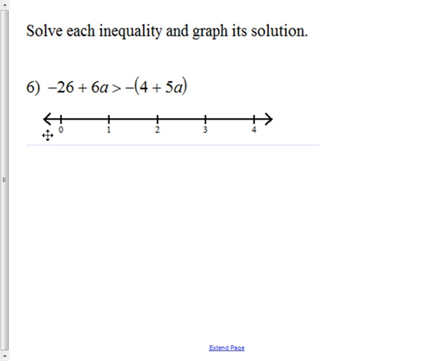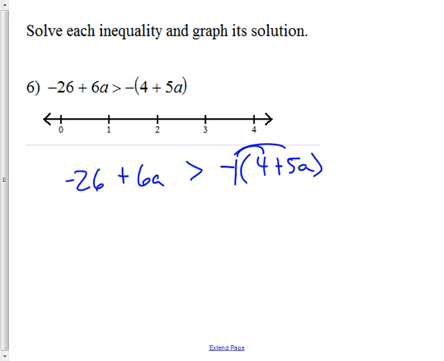All right, so we have negative 26 plus 6a is greater than negative times the quantity 4 plus 5a. Okay, remember this here, this negative is really like a negative 1. Negative 1 times all of this. We do need to distribute that negative symbol throughout our quantity. So we have negative 26 plus 6a is greater than negative 4 plus negative 5a.